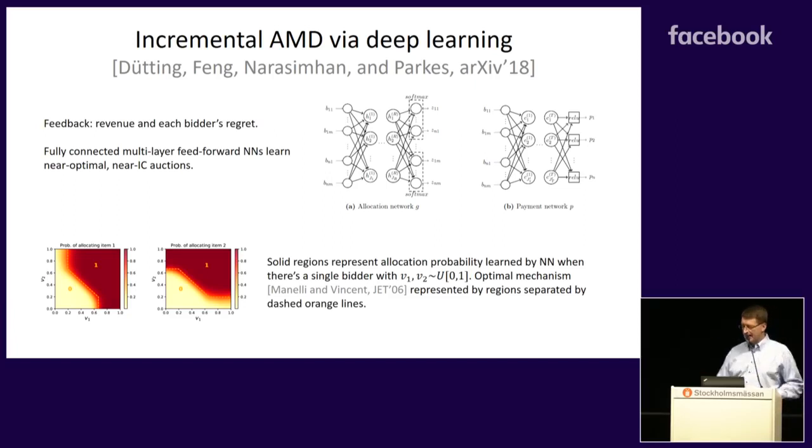And how they learn in this, they actually put into the learning objective the revenue, but also penalizing the regret and penalizing non-individual rationality. And then they use generalized Lagrangian optimization to optimize the network so that it becomes almost incentive compatible, almost individually rational, and high revenue. And they have several results in the paper, but here is one where they reinvented an optimal mechanism by Manelli and Vincent from JET 06.